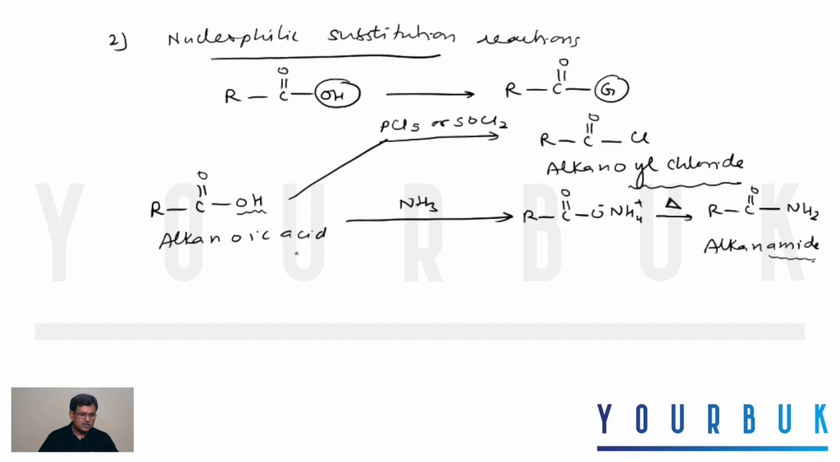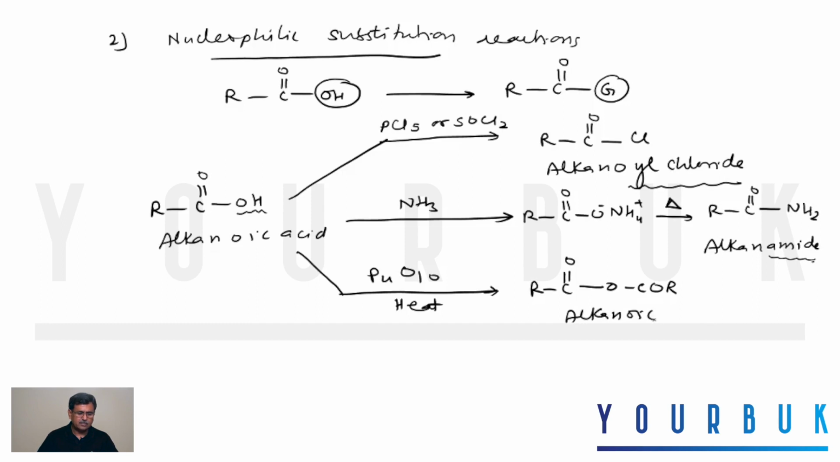Now, the next reaction is the reaction with P4O10. This is basically the dehydration of carboxylic acid, with phosphorus pentaoxide and heat. It results in the formation of an anhydride. Now, this is called alkanoic anhydride. So, the acid as a suffix has been replaced by anhydride.